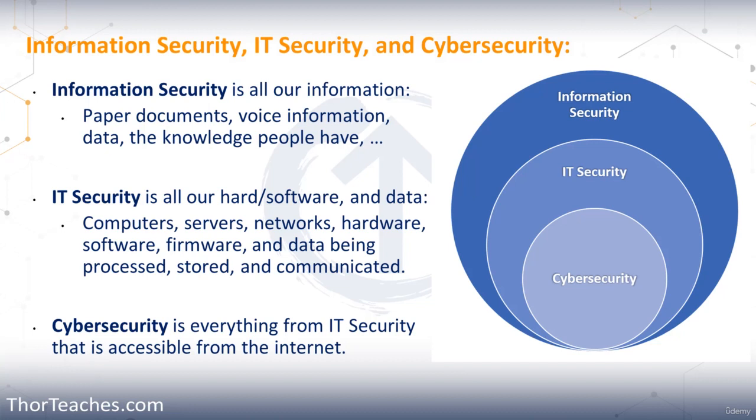So to recap, cybersecurity is anything that we want to protect that's accessible from the internet. IT security is anything information technology. It covers cybersecurity, but it also covers anything IT or digital information that doesn't have to be accessible from the internet. And then finally, the overarching one, information security, which covers everything that we're trying to protect, regardless if it is electronic, analog, on paper, just knowledge that people have, or in any other form.